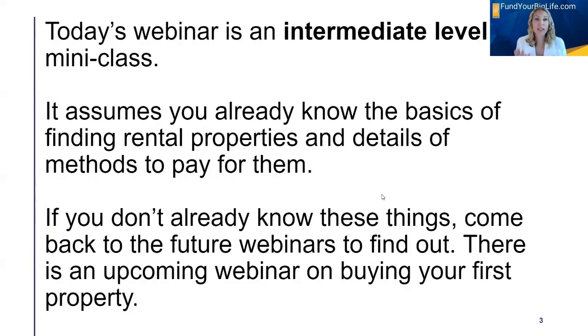Today's webinar is intermediate level. I call it a mini class because my big class is like 1 hour a week for 8 weeks, so there's like 8 hours worth of content. Today we're clearly not getting into everything. What we are talking about is specifically using that equity. I call it intermediate level because I'm going to assume some things today. I'm going to assume that you already have one rental property or you already own a primary residence even. And I also assume that you know the basics of finding rental properties and methods to pay for them when you purchase your first one. If you don't already know those things, come to my next webinar. My next webinar is going to be on how to buy your first rental property. So today is not going to go into that.